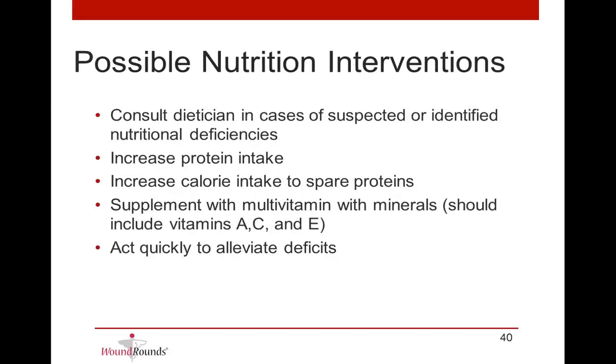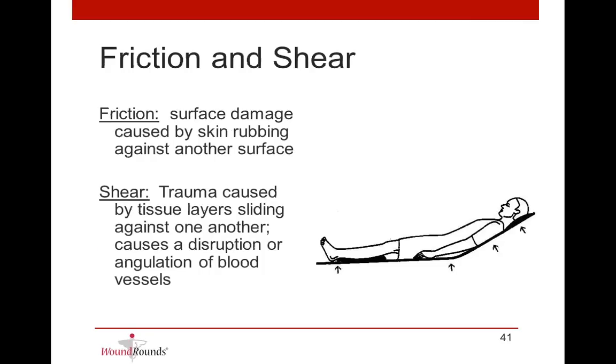So what are some possible nutritional interventions to consider? Something very obvious to all of us would be to get the dietitian involved. Considering, we talked about protein intake, considering calorie intake to spare the protein, supplementing, acting quickly to alleviate any deficits that are noted. Consider supplementation, making sure that the residents or patients have assistance in taking those supplements.